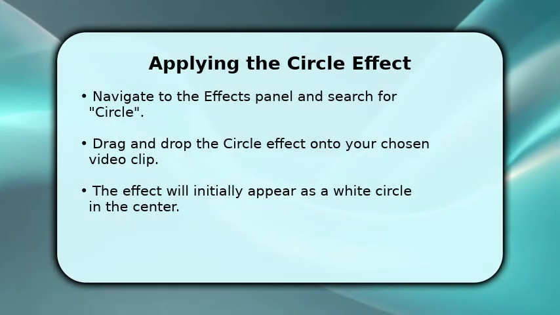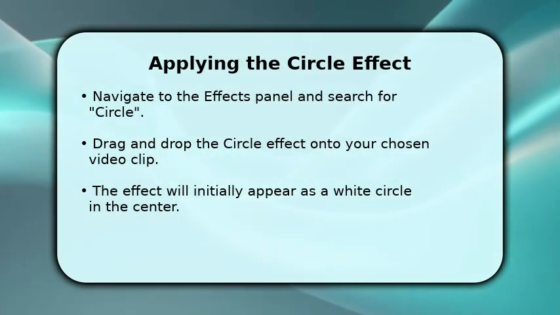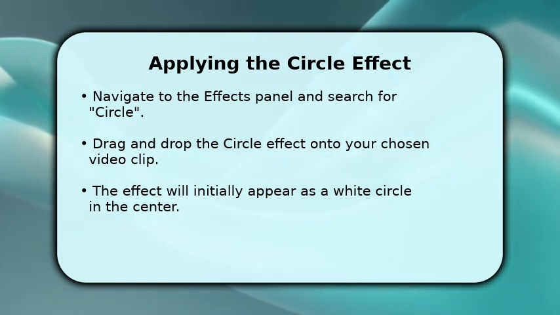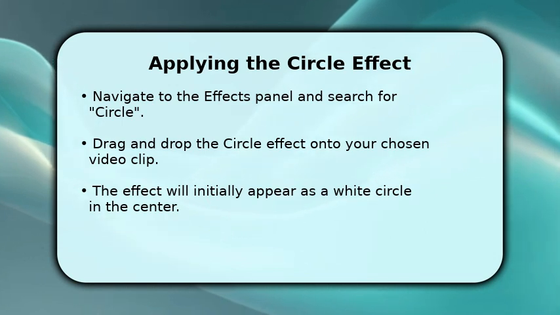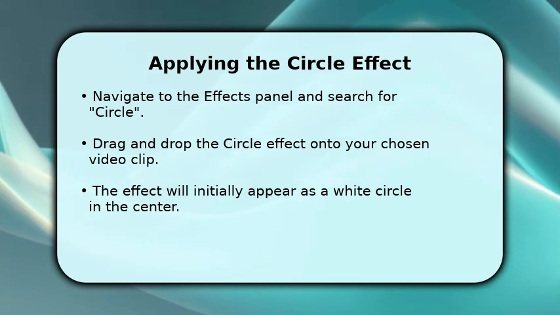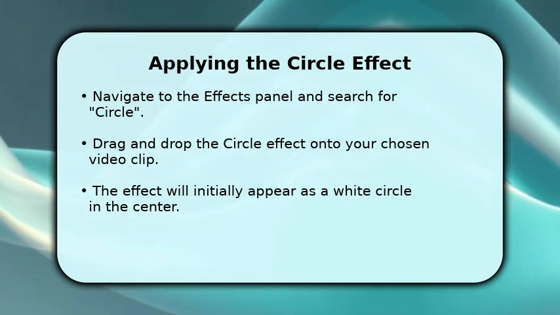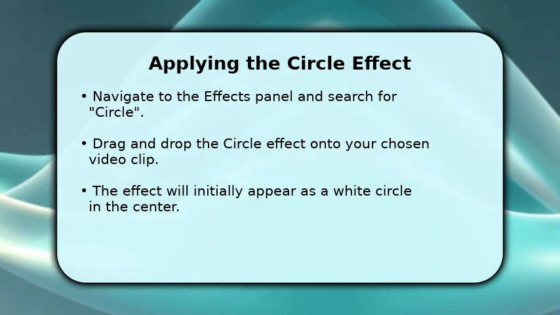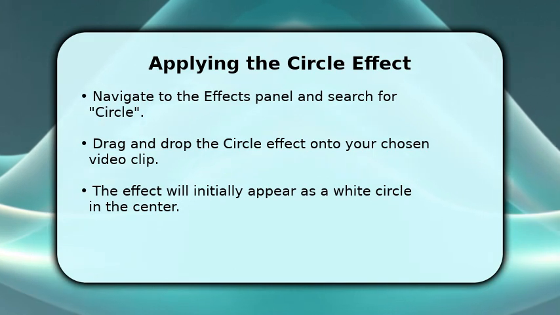Once your clip is selected, head over to the Effects panel, usually found on the left side of your workspace. Type circle into the search bar to quickly locate the effect. Then, simply drag and drop the circle effect directly onto your video clip in the timeline. You'll immediately see a default white circle appear in the center of your program monitor, ready for adjustment.